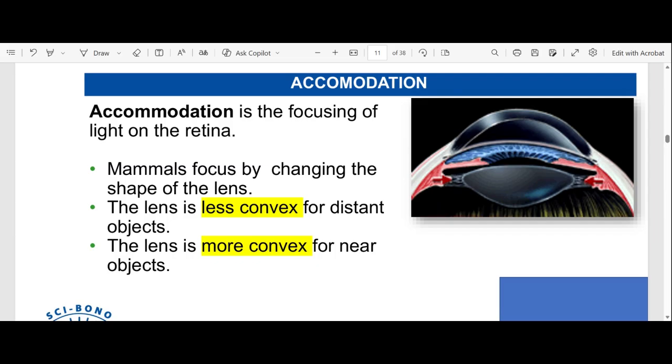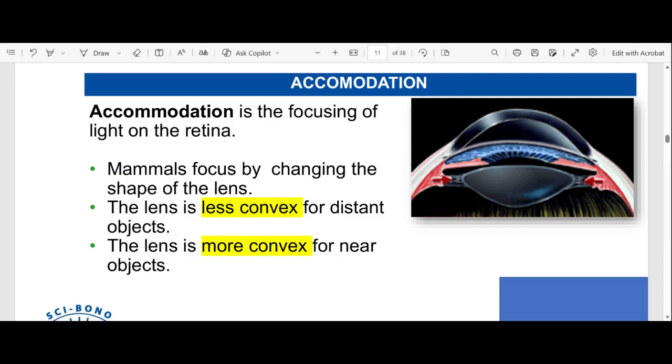I hope that makes sense. So mammals focus by changing the shape of the lens. So the lens is altering its shape in order to create a clear vision, right? So here they're saying that the lens is less convex for distance vision. So for distant vision, the lens is less convex. Remember, convex means that it curves outwards, as we saw in the structure of the lens.